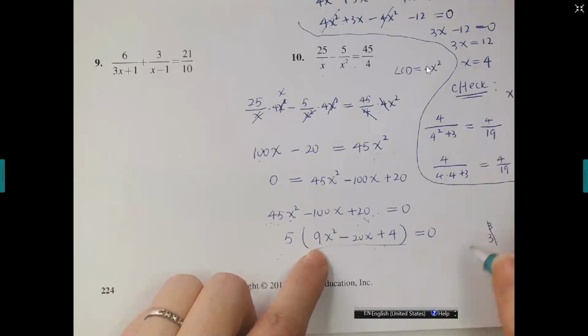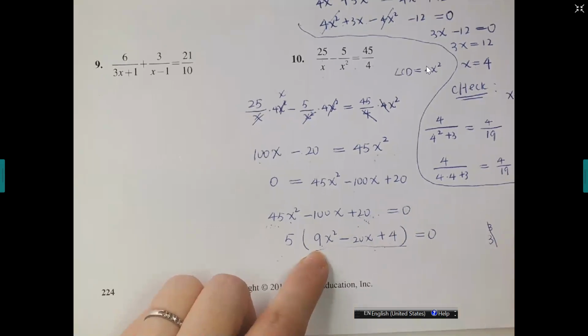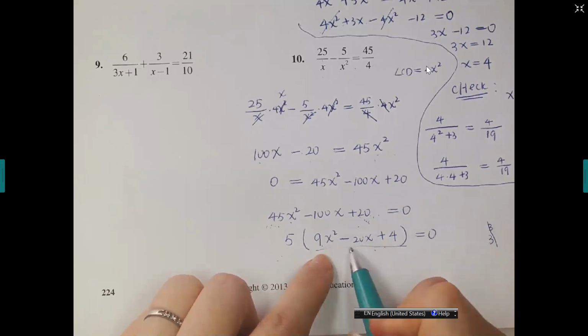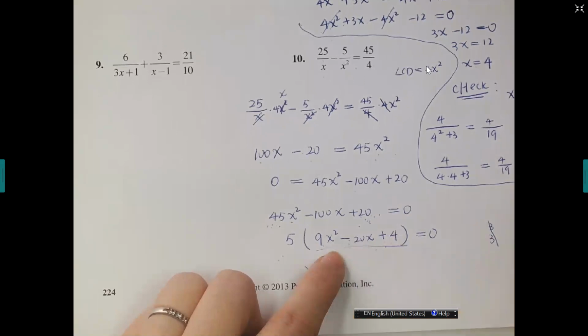So then I try 9. 1 times 9 is 9, and 2 times 2 is 4. When I cross multiply, I will get 18 and a 2. 18 and a 2 can give me a 20. Nice. Because I have a negative 20 here, both of the 2's should be negative.